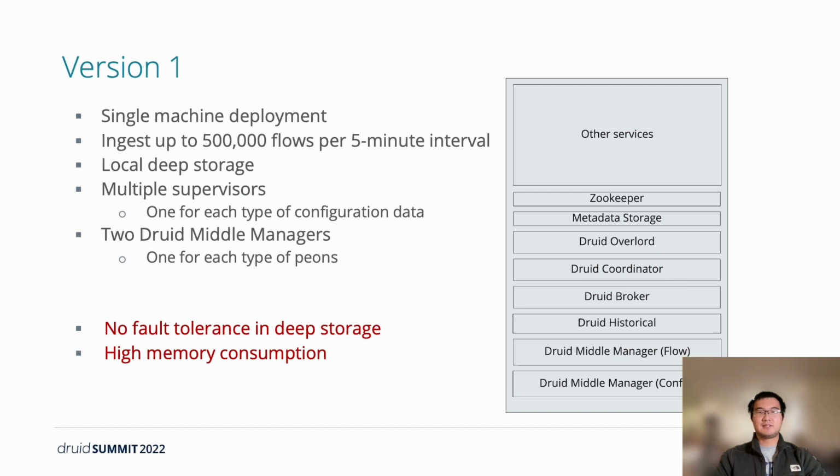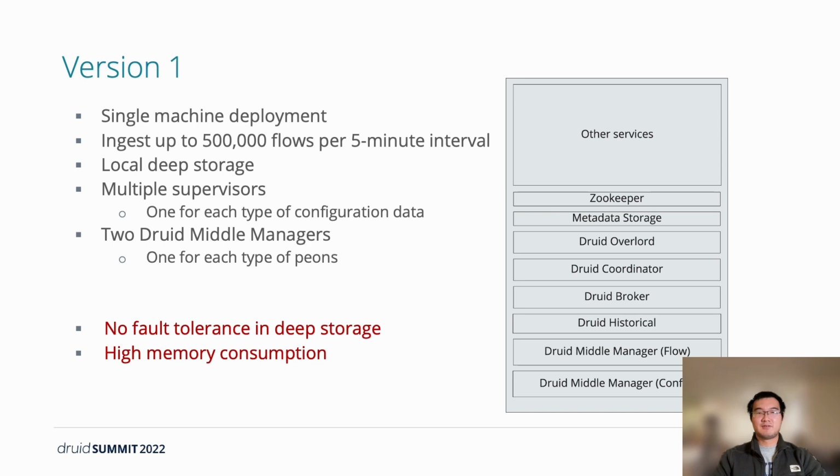The first version of NSX Intelligence was relatively simple. We had a single machine deployment, as you can see from the graph, not just Druid services, but our applications, streaming and batch processing services, they were all running in the same machine. We support up to 500K flow ingestion per 5-minute interval. We used local deep storage and had multiple supervisors, one for each type of configuration data. For example, one for VM, one for groups, one for firewall rules, and so on. We had two Druid middle managers, one for each type of peons.